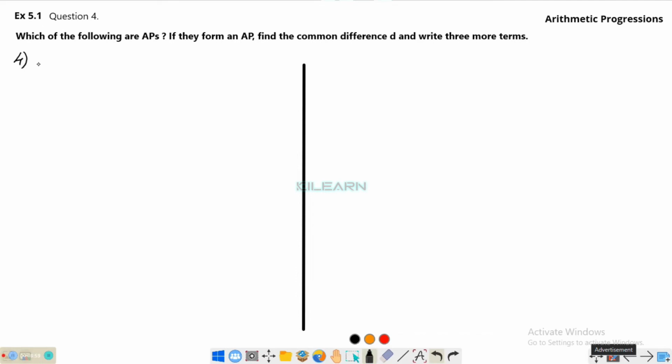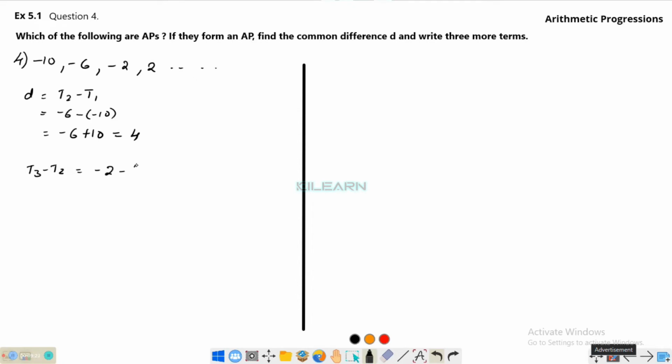Question number 4. Minus 10, minus 6, minus 2, 2, ... So the difference we can find by T2 minus T1. What is T2? Minus 6 minus of minus 10, which gives us minus 6 plus 10 is equal to 4. Then T3 minus T2, which gives us minus 2 minus of minus 6, minus 2 plus 6 is equal to again plus 4.